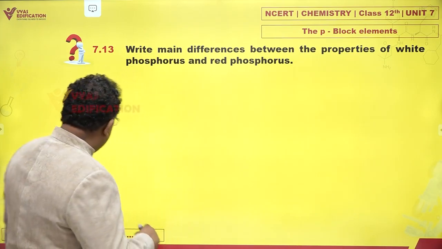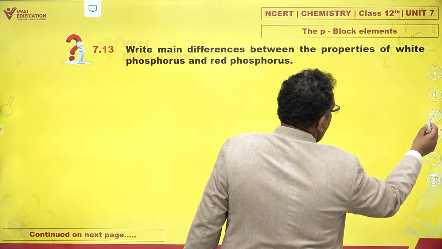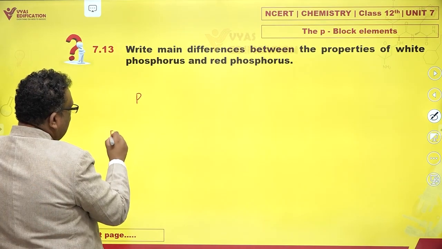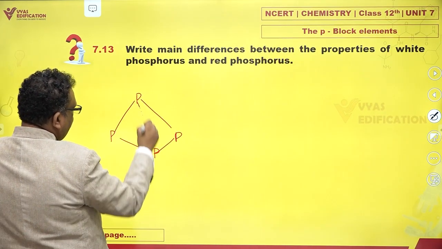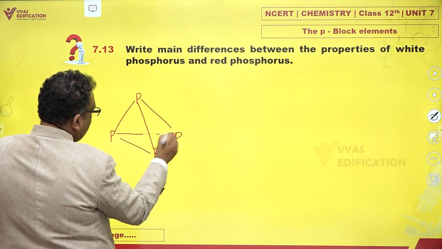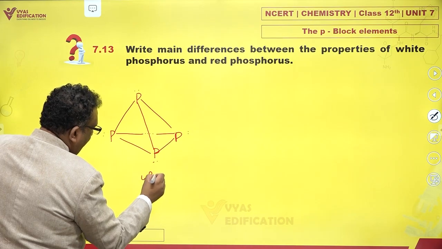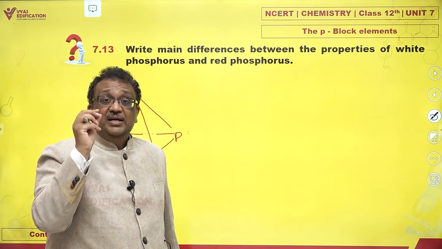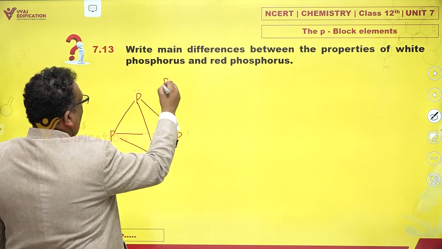And do you know, there is a very fundamental difference in their structures. What is the difference? The difference is like this. White phosphorus exists as P4 units like this. This is the structure of white phosphorus. So white phosphorus has discrete molecules containing P4 units.